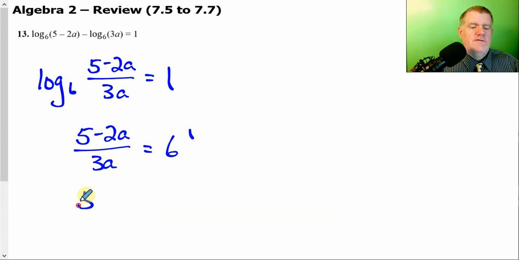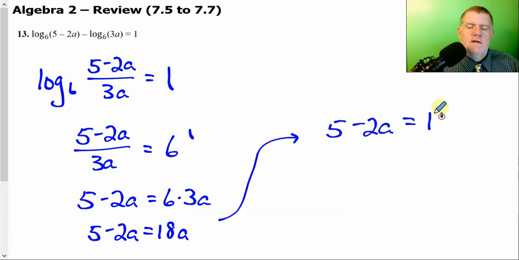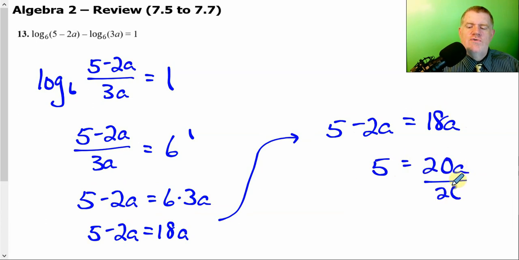All right, then we just do a little cross multiplying. Multiply both sides by 3a. So we have 5 minus 2a equals 18a. I'm going to pop that over here. Add 2a to both sides. Divide by 20. That's 1/4.